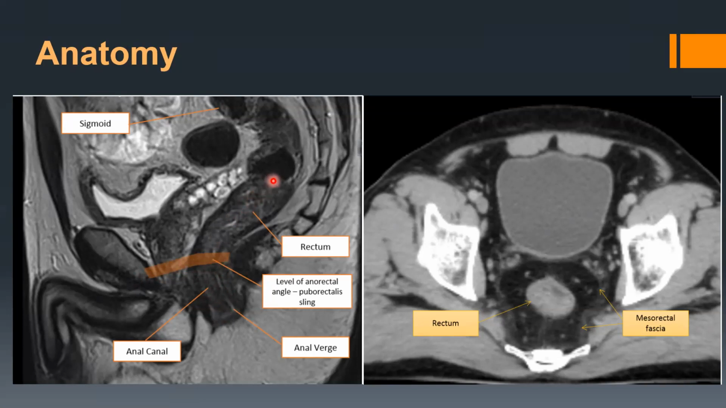rectum. If you look at the CT scan, you need to appreciate the mesorectal fascia, which, as you can clearly see in this image, is this fat-filled space with a clear boundary around it. And the entire mesorectal fascia is removed in surgery and needs to be covered in your primary target volumes in radiotherapy.